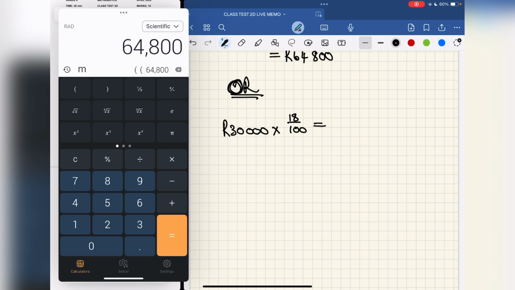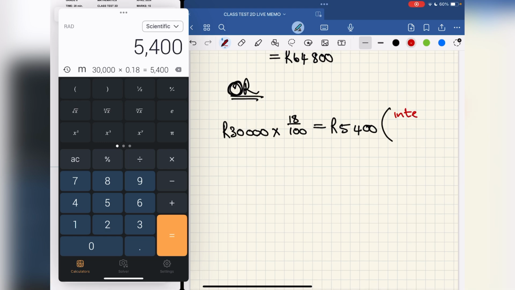So 30,000 multiplied by 18 divided by 100, which is 0.18, and that gives me 5,400 Rand. Now 5,400 Rand is the interest for 1 year. So that is not the total interest that they want. They want interest for 12 years.